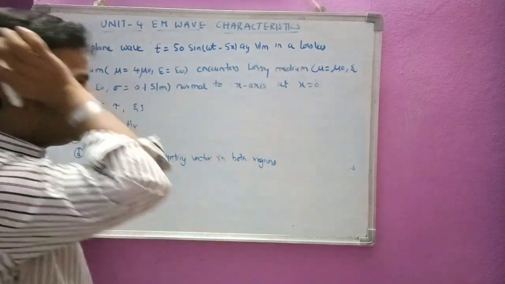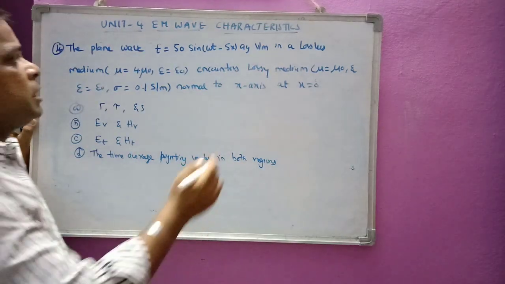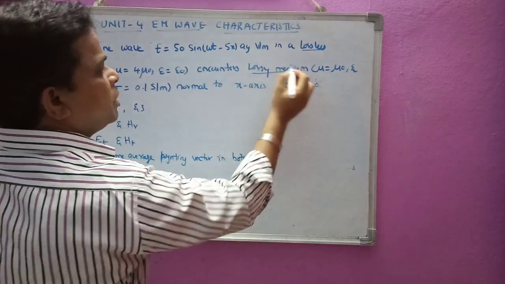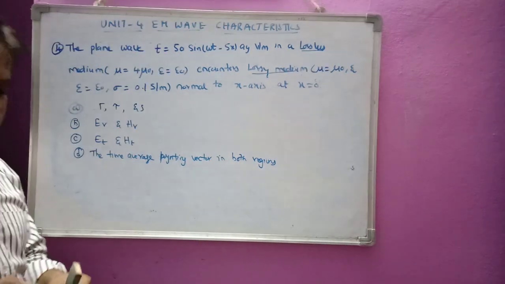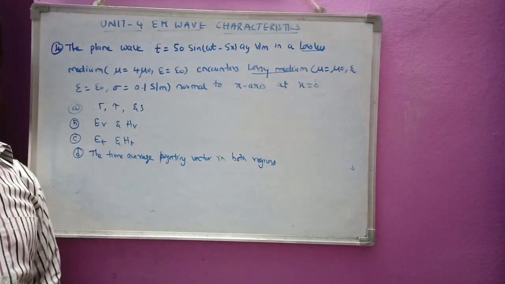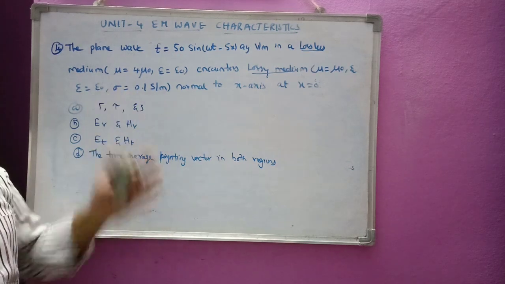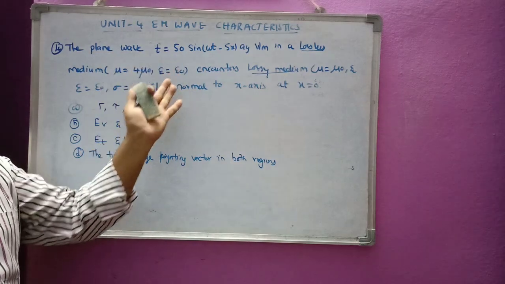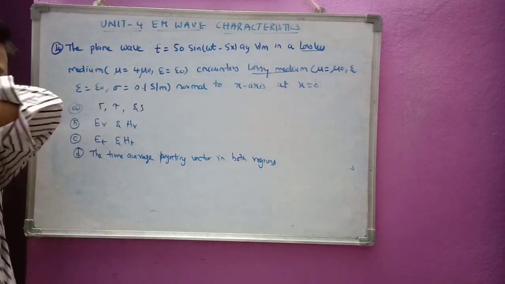So he has given two regions here. Try to understand this one. He has given one lossless medium and another lossy medium. Before solving this problem, we have to understand what mediums he has given and what formulas we need to use in order to calculate this. So write the given data first, what values he has given and what we need to find.